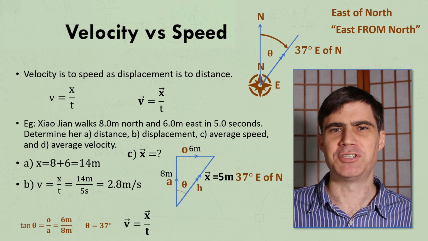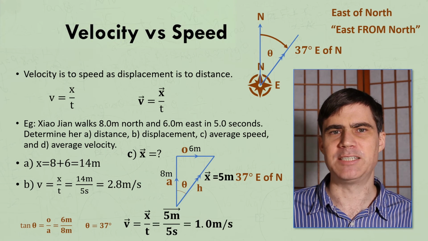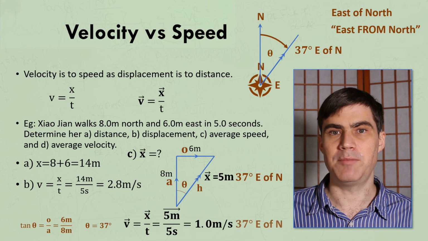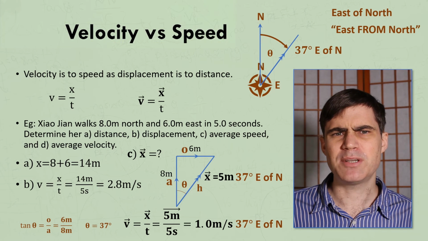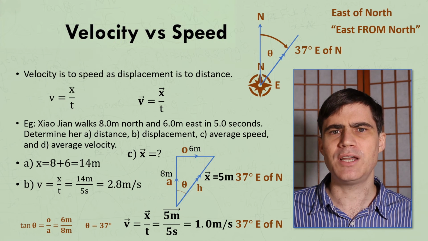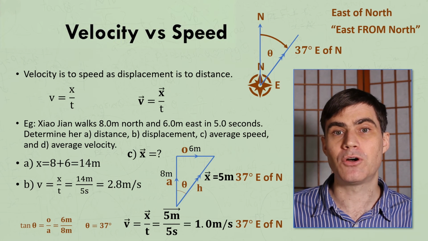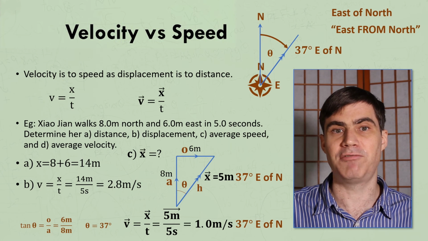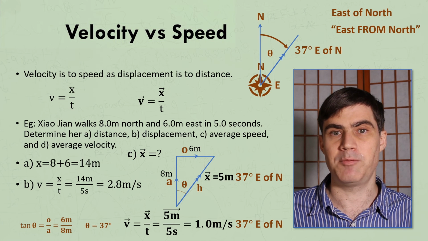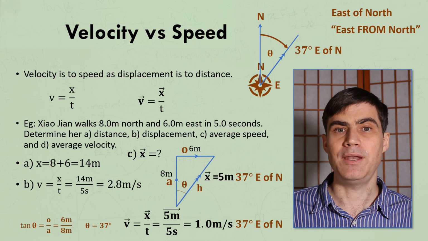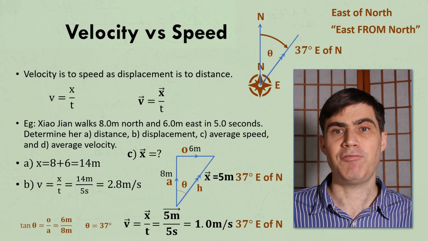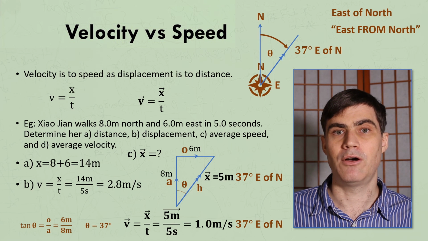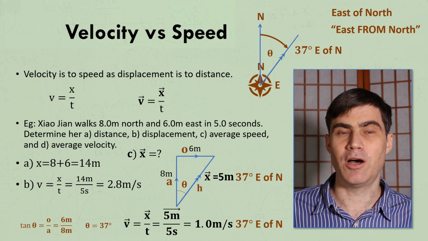Finally, for her average velocity, we use velocity as displacement over time, so it comes out at 1 meter per second. Now this might seem a bit strange at first, because Xiaoqian never actually walked 1 meter in any 1 second. If her speed was constant, then she walks 2.8 meters every second, which is her speed we calculated before. This is where the connection to displacement comes in. Average velocity tells us how much further, on average, she moves away from the origin each second.